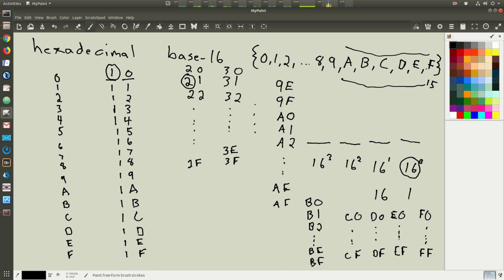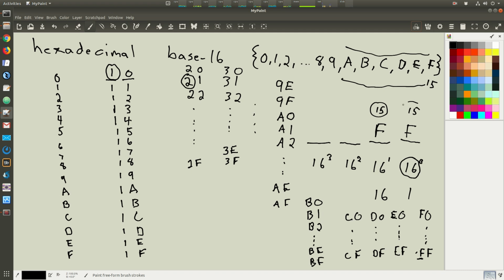Okay, so FF. F in hexadecimal represents the decimal number 15. This is the decimal 0, 1, 2, 3, 4, 5, 6, 7, 8, 9. A represents decimal, I'm sorry, A is 10, 11, 12, 13, 14, 15. So F is 15, so that means we have 15 sixteens, and then we have 15 ones. So F, F, this is the decimal number 15.